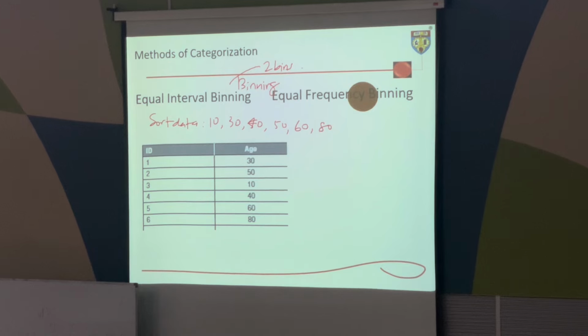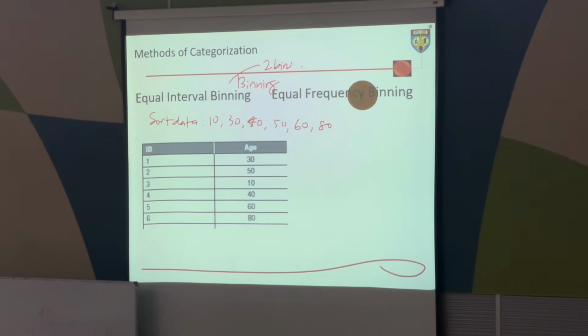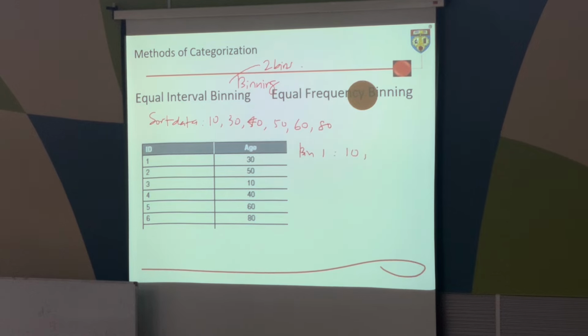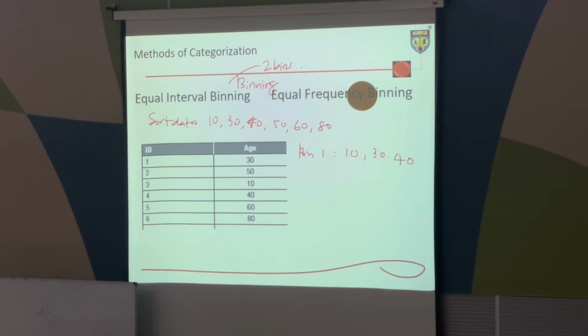So let's say you want to categorize your data set into two bins. If you are dealing with equal frequency, that means each bin will have equal data points. Since in our data set we have 6 data points, so bin 1, you might have 10, 30, and 40.